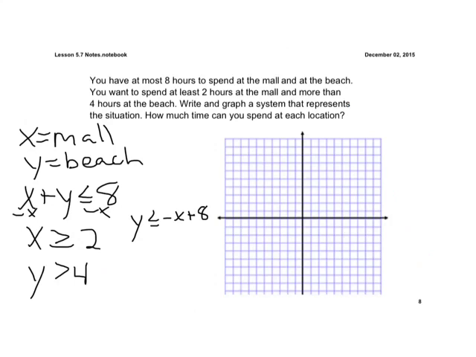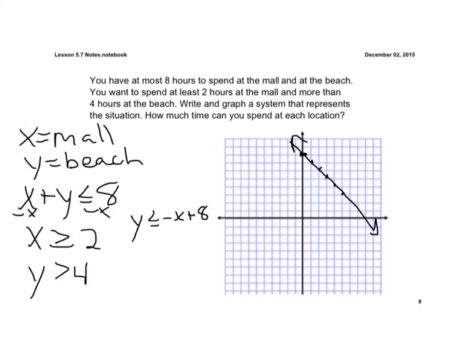Okay, we go up to 8, 1, 2, 3, 4, 5, 6, 7, 8. Plot a point. Our slope, -1. So -1, right 1, down 1, right 1, down 1, right 1, down 1, right 1. Okay, we have our straight line through those points.